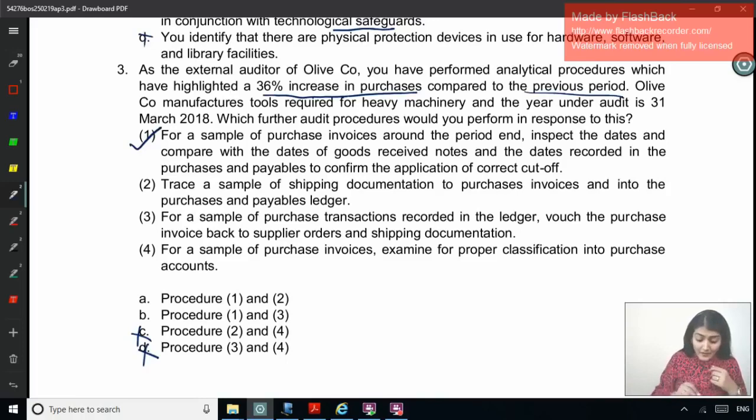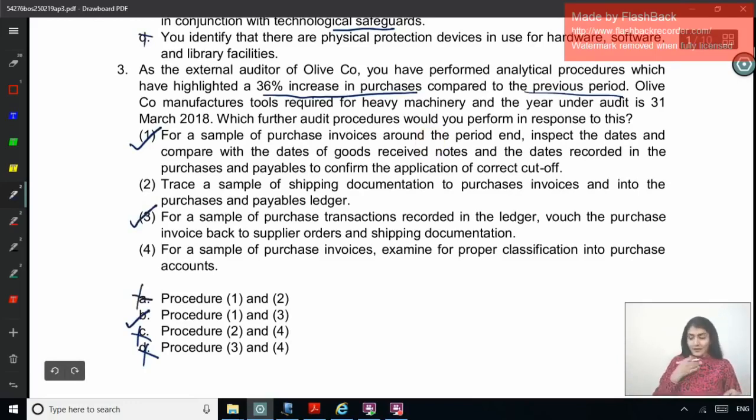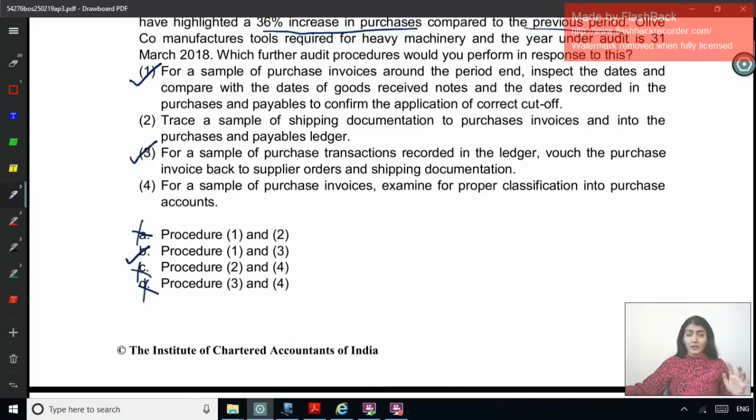Right, what does it say? Trace a sample of shipping documentation to purchase invoice. And third one, for a sample of purchase transactions recorded in the ledger. So I think purchase transactions recorded in the ledger, from there going to the invoice and the supplier order and the shipping documentation, would be more correct, right? So that is why the correct answer would be B.